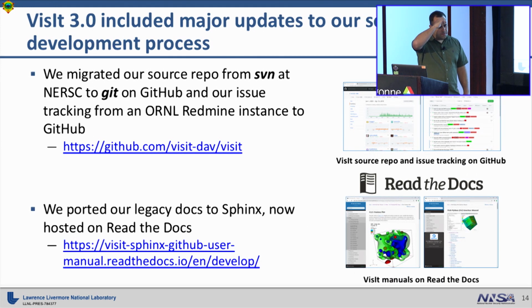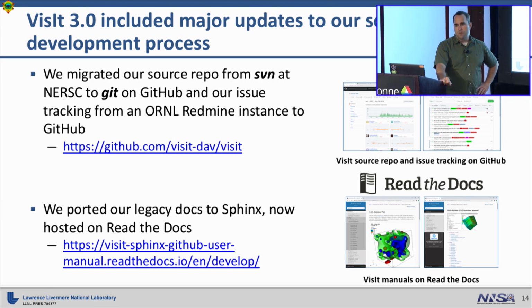So the features are great, but a bigger effort and probably a more important thing that we did was update our software process. VisIt's about a 20-year-old project. It's gone through migrations before, from old systems to SVN, and now it was time to get to Git. So we finally figured out all the pieces of the puzzle to make that happen. Our source code is now hosted on GitHub, and we ported all of our old docs to Sphinx, so now our docs are hosted on Read the Docs, which is really nice.